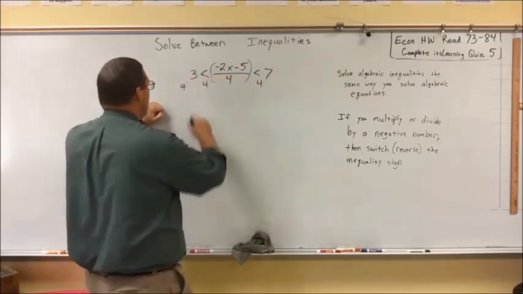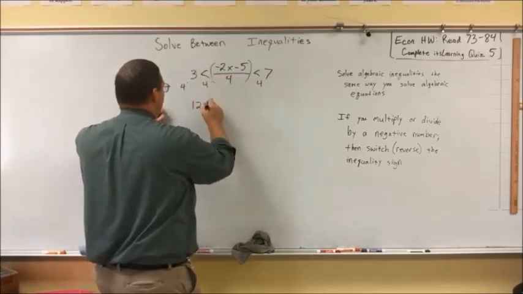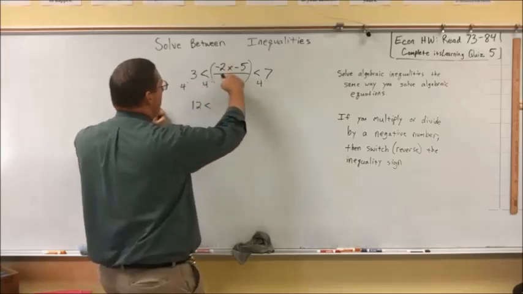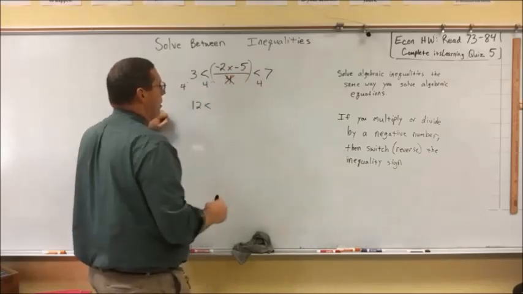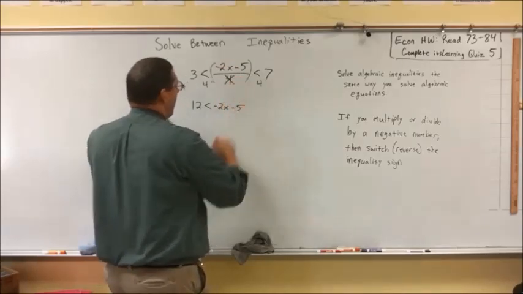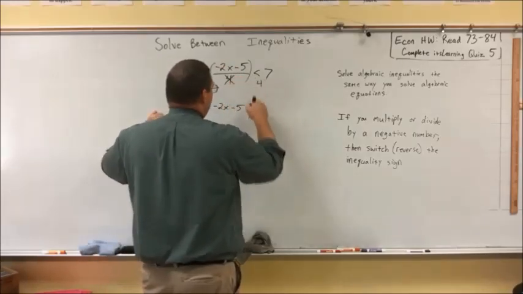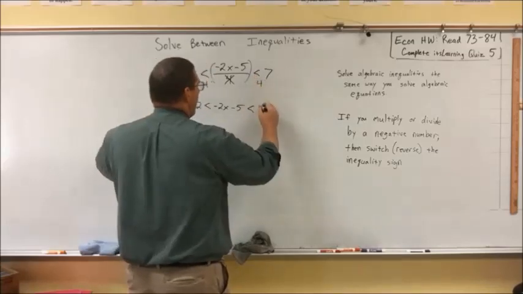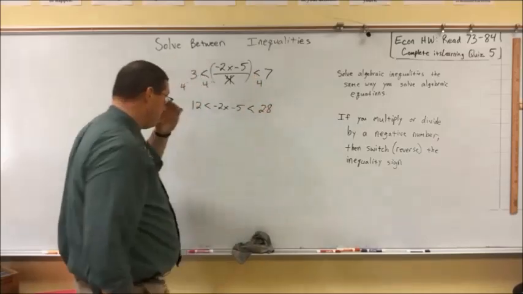4 times 3, that's 12. Bring down the inequality symbol. 4 times this fraction, all that's going to do is cancel the denominator. So I'm going to carry down the negative 2x minus 5. Bring down the inequality symbol. 4 times 7, that's 28.